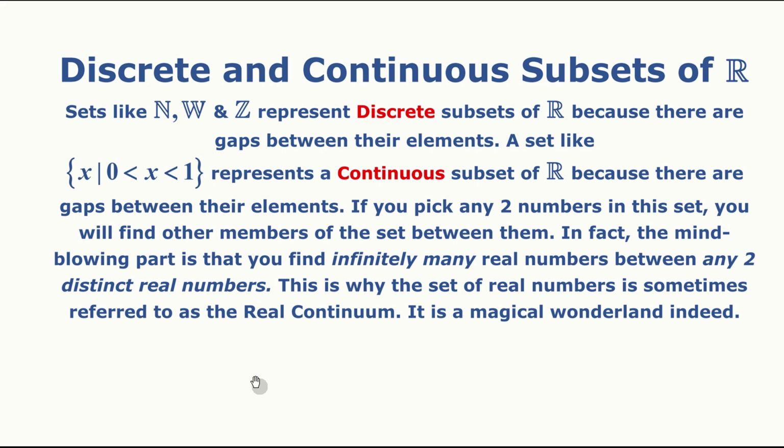So basically, we called those subsets continuous subsets of the real continuum itself. The set of real numbers, of course, has no gaps. Everything is contained in the set of real numbers. It's truly a magical wonderland.